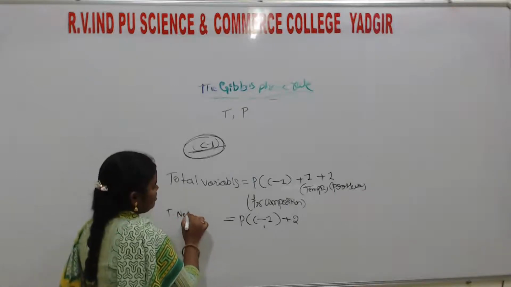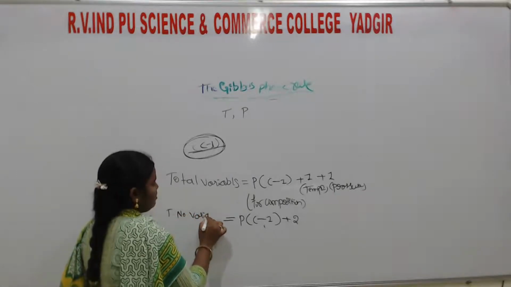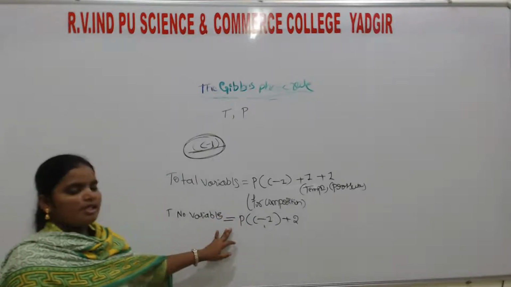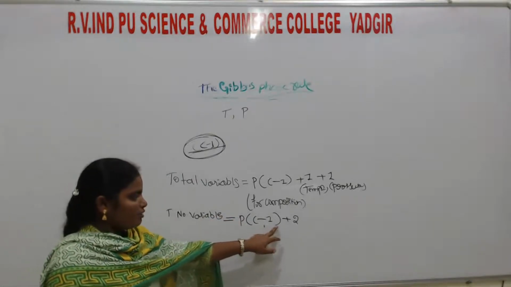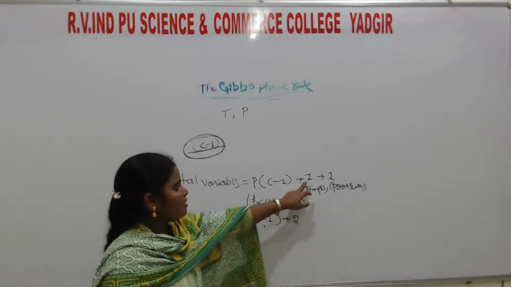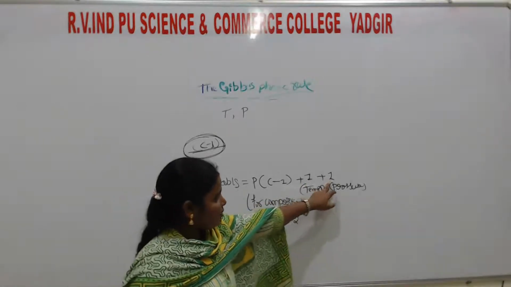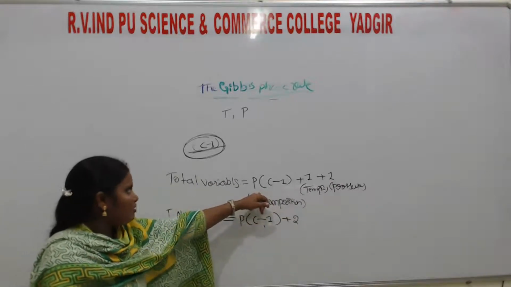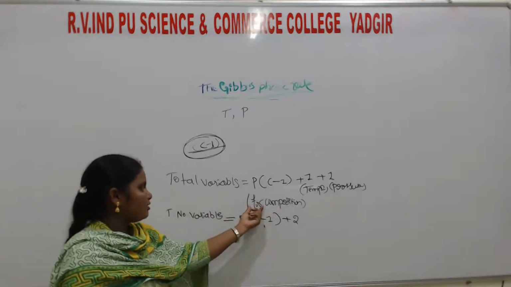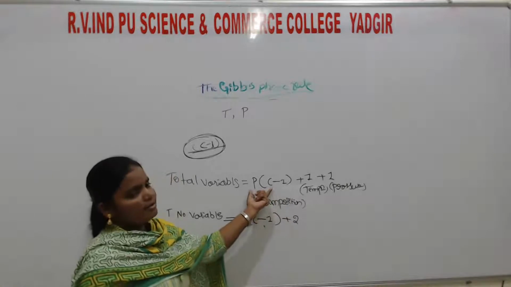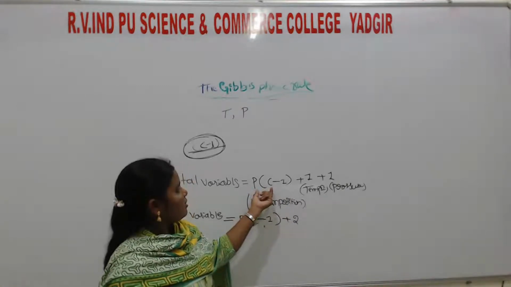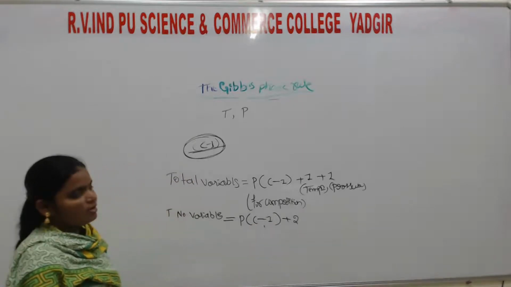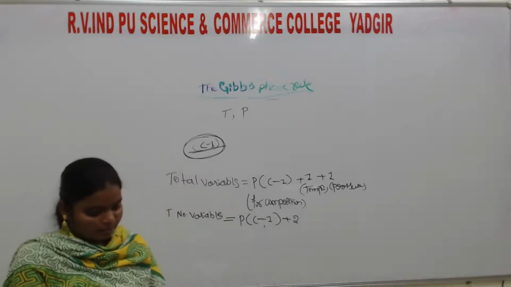The total number of variables is equal to P into C minus 1 plus 2. Here one is the temperature variable and another is the pressure variable. This is the concentration term in each single phase. The composition in each phase is P into C minus 1.